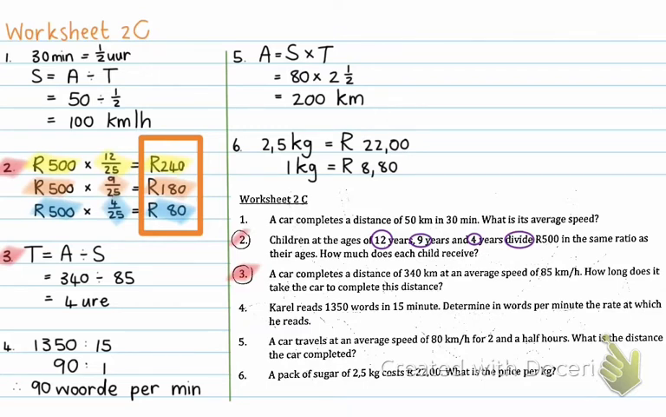At question number 3, it says, a car completes a distance of 340 kilometers at an average speed of 85 kilometers per hour. How long does it take the car to complete this distance? How long, they ask us. So that is the time. Now, remember that formula, the triangle that looks like this. It says distance, speed, and time. We did examples of these. They're asking for the time, all right?